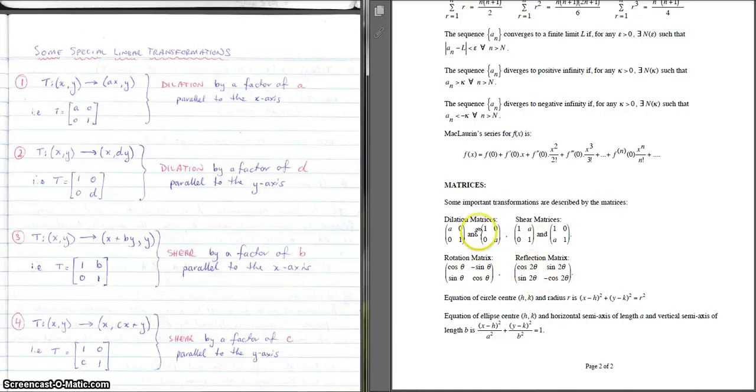Oh, and by the way, yes, they have the circle and ellipse, which is nice and handy. Okay, so anyway, our dilation and shear matrices. Let's have a look at the first one.